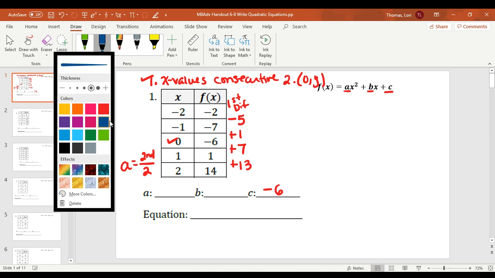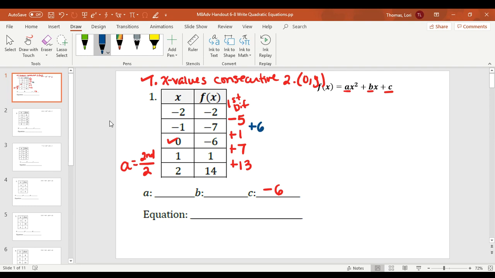The second difference is the difference between these values. So from -5 to +1 is up 6. And from 1 to 7 is a +6. And from 7 to 13 is a difference of 6. So when you have a second difference and it is constant, this means our function table is indeed quadratic. We're going to take our 6 and divide it by 2 to get our a value of 3.